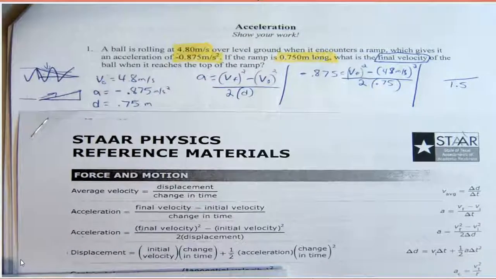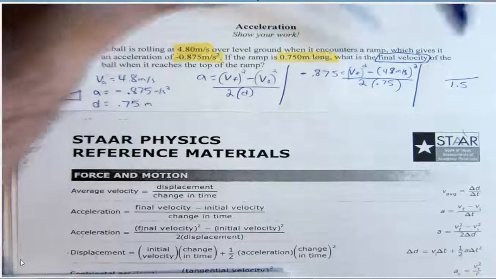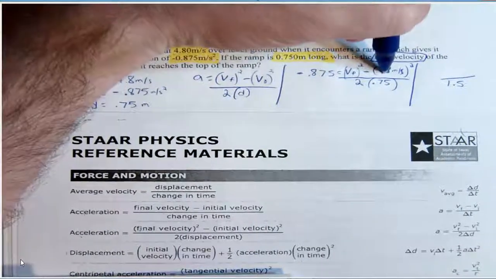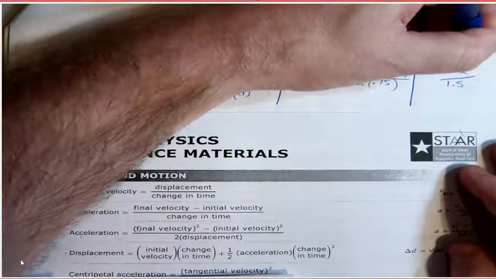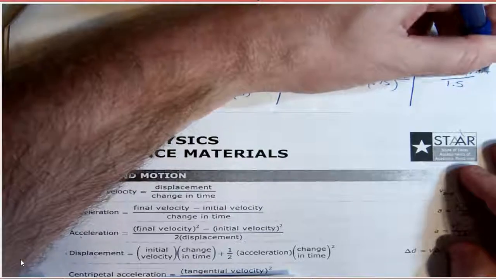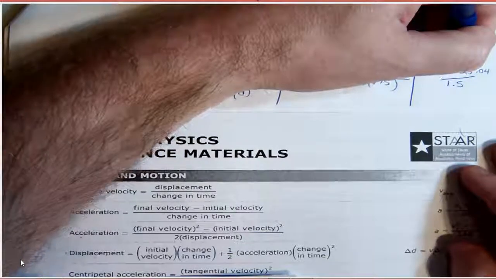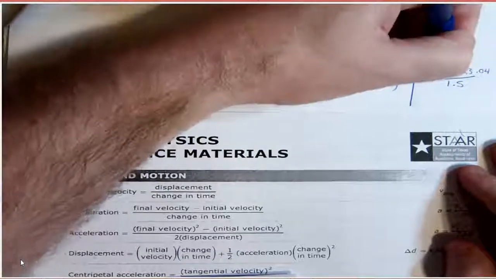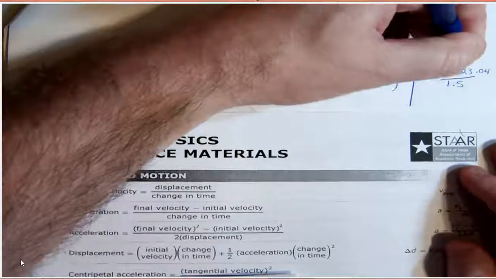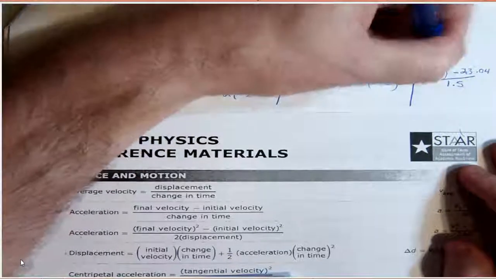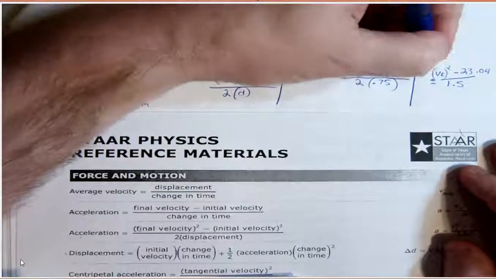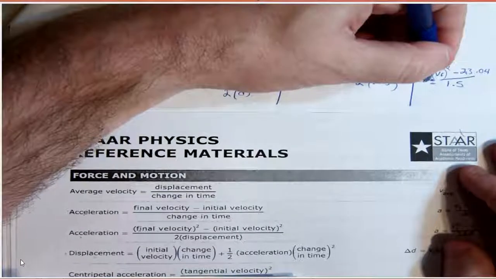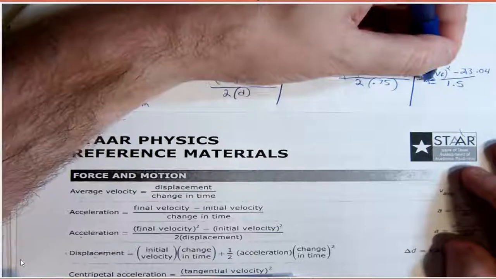Next thing we need to do is this 4.8 squared. So 4.8 times 4.8, which is 4.8 squared, should give us 23.04. So we have final velocity squared, minus 23.04, divided by 1.5 equals our acceleration. I'm going to write it small as negative 0.875. Negative 0.875 equals all this.